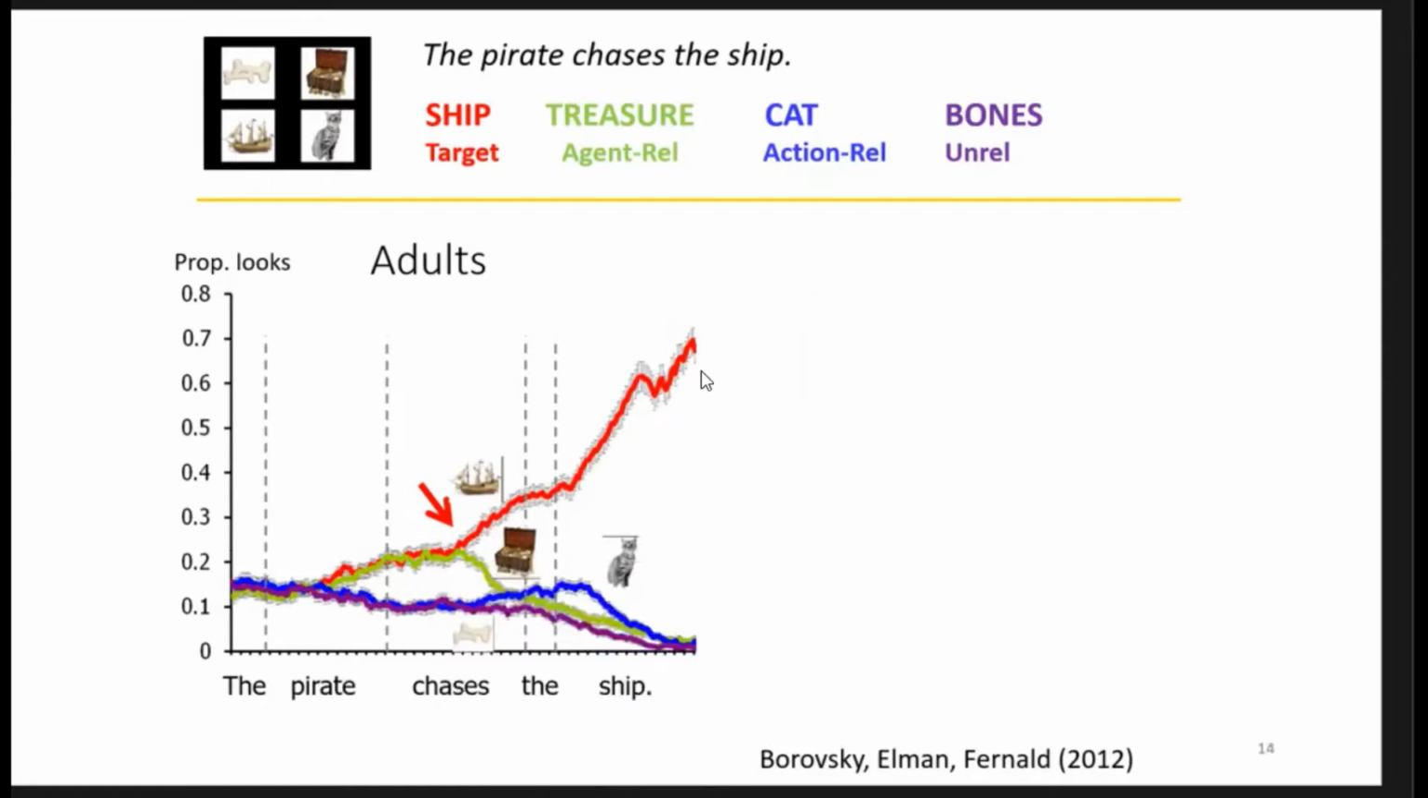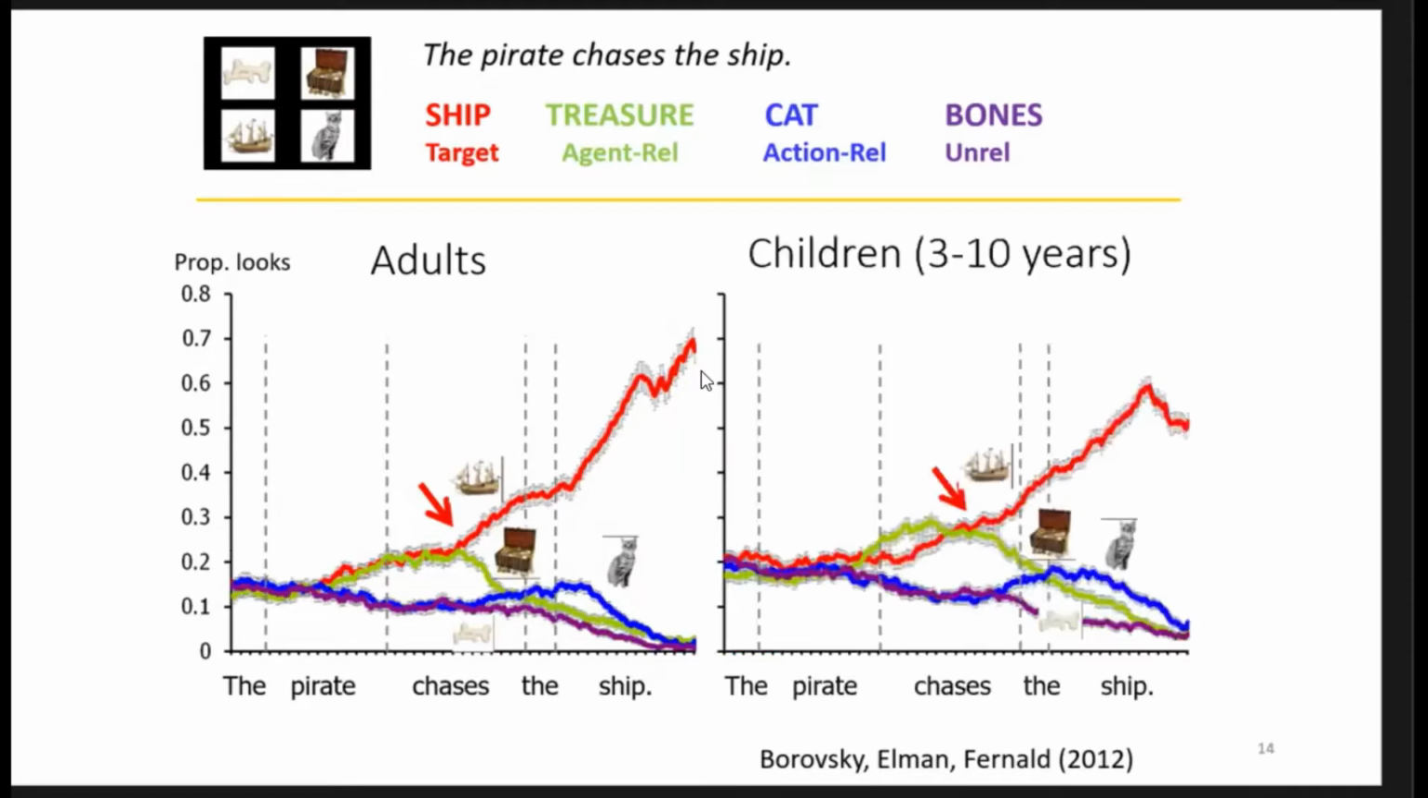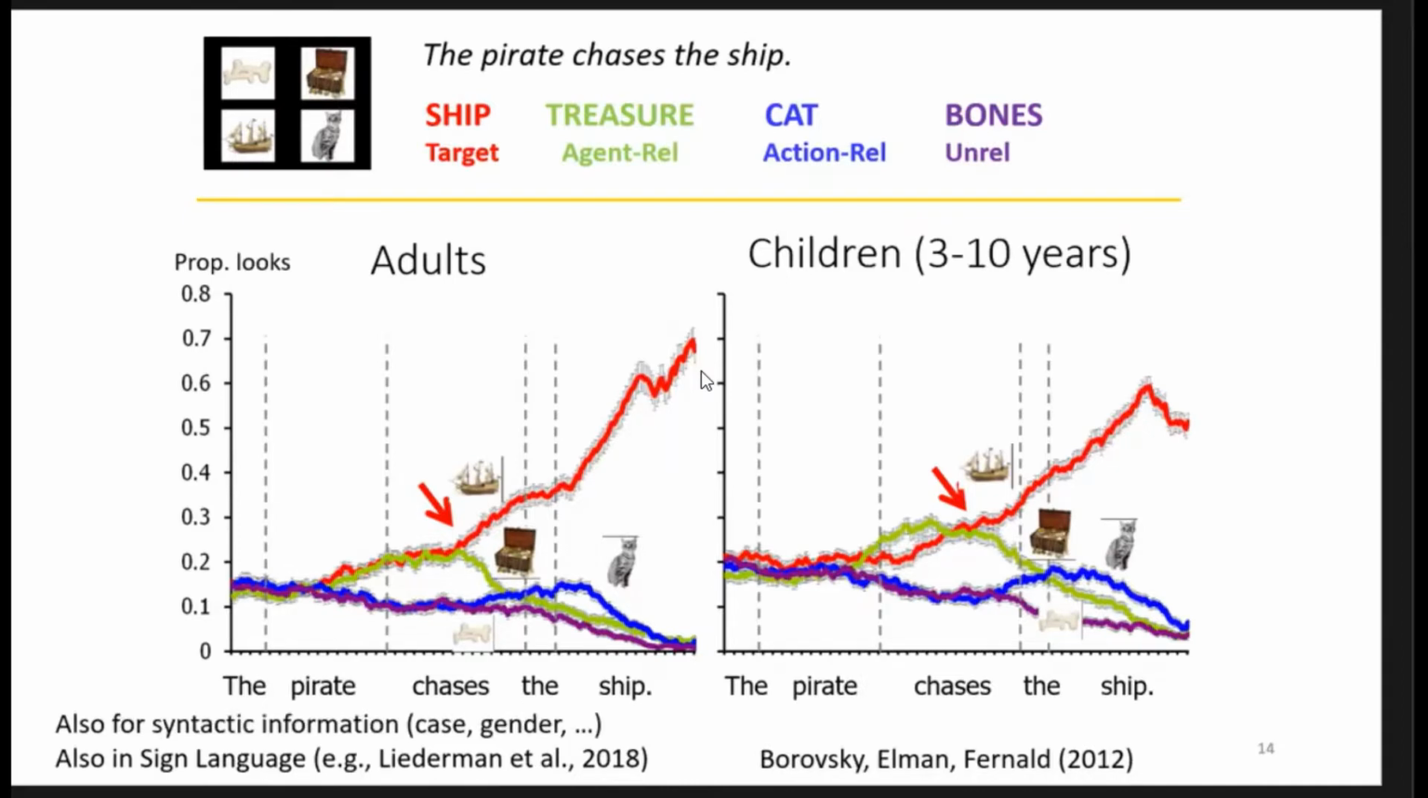Sorry, this one. So not only adults do that, also kids do that. This is the same paradigm used by Ariel Borovsky for kids, and they show exactly the same predictive pattern. It's not confined to auditory language. You also see it in sign language. And it's also not confined to the semantic things that I illustrate here. There are also tons of experiments now showing that, yes, people can predict on the basis of syntactic cues like case and gender, or can predict that kind of information on the basis of other information.